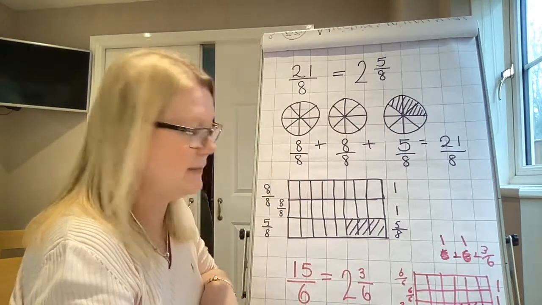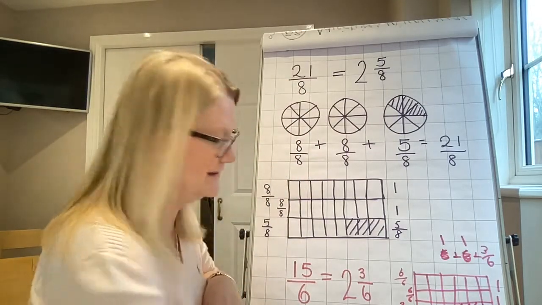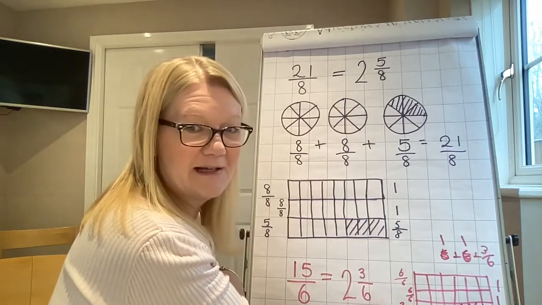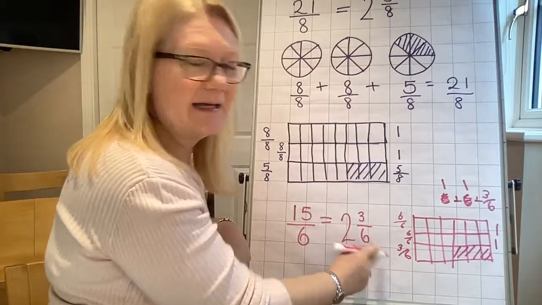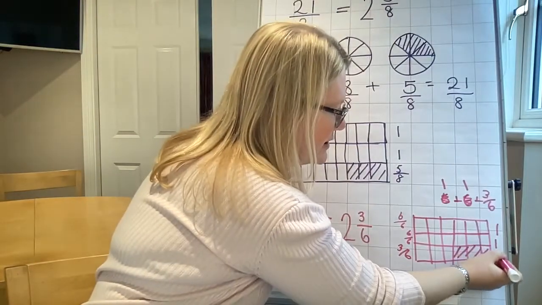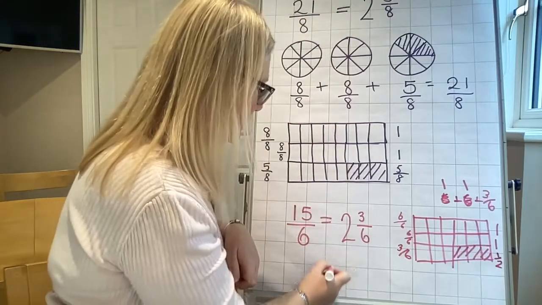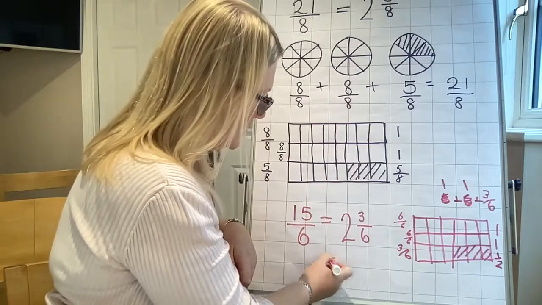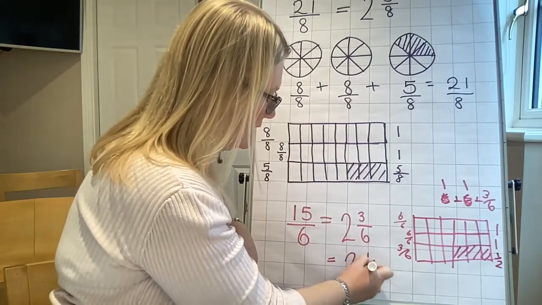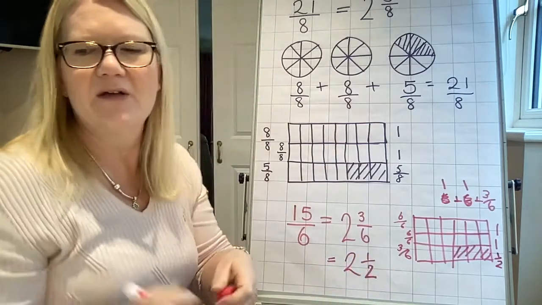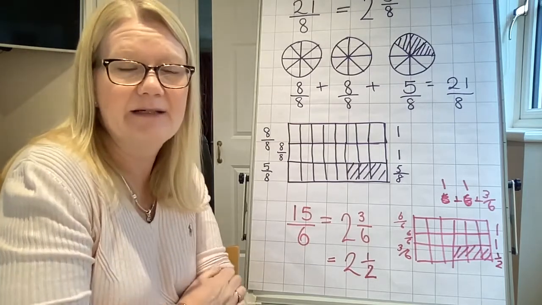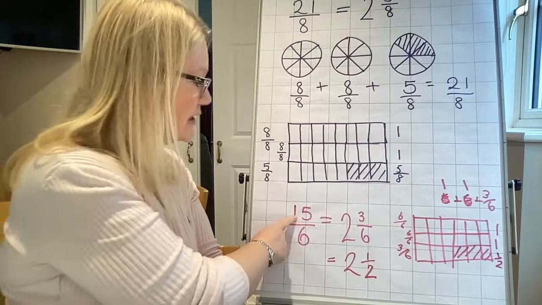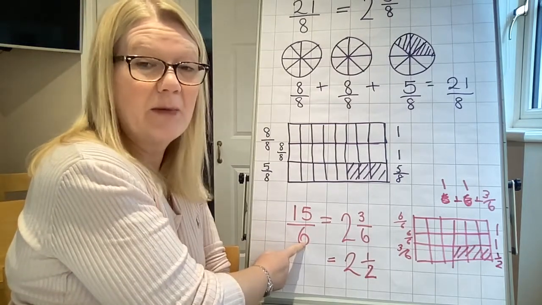Now, if I was being a smarty pants, and I know some of you are, I would spot that 3 sixths is equal to a half. So I could say that that equals 2 and a half. So what have I actually done? Well, I've divided my numerator, my top number, by my bottom number.